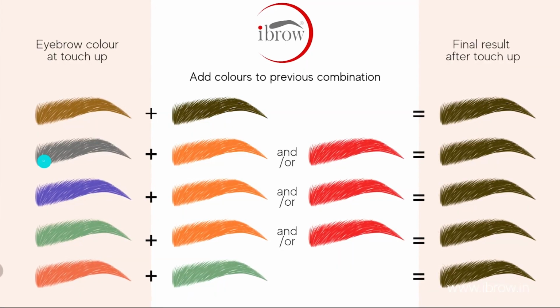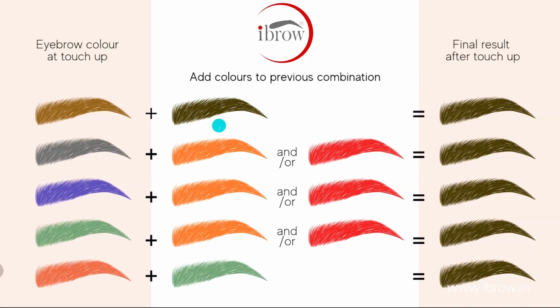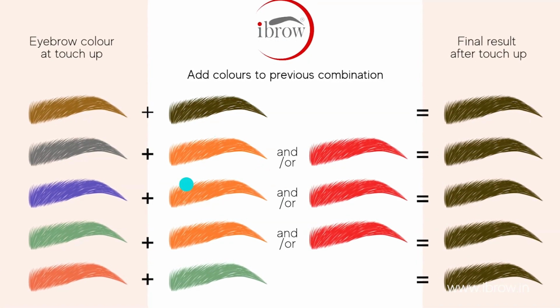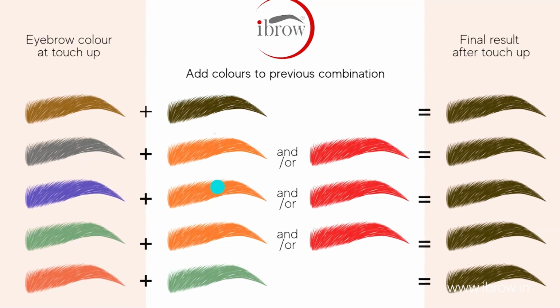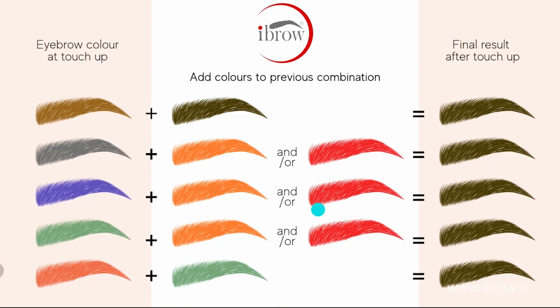If the brow has turned a little grayish, bluish or greenish, this happens when the undertone is very cool or you have not used an orange modifier in adequate quantity. Then you can mix whatever color you had mixed at the time of first session and add a little bit of orange to it. Now when you add orange to it, you also have to understand that orange has yellow in it. So it is also going to lighten the brown. If you don't want to lighten the brown, instead of orange, you can add red.